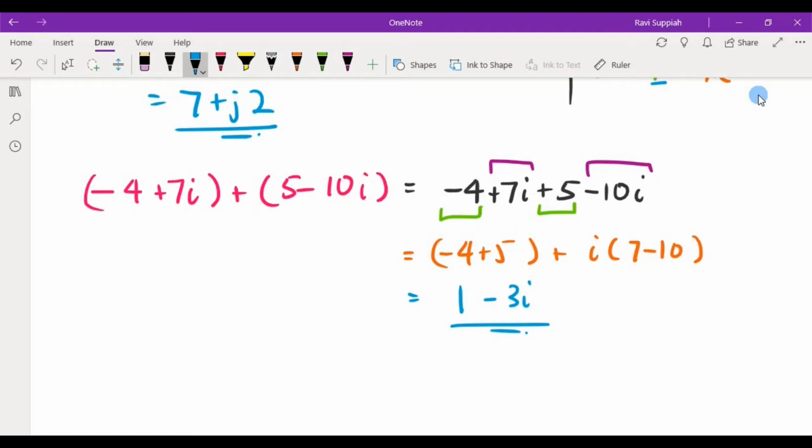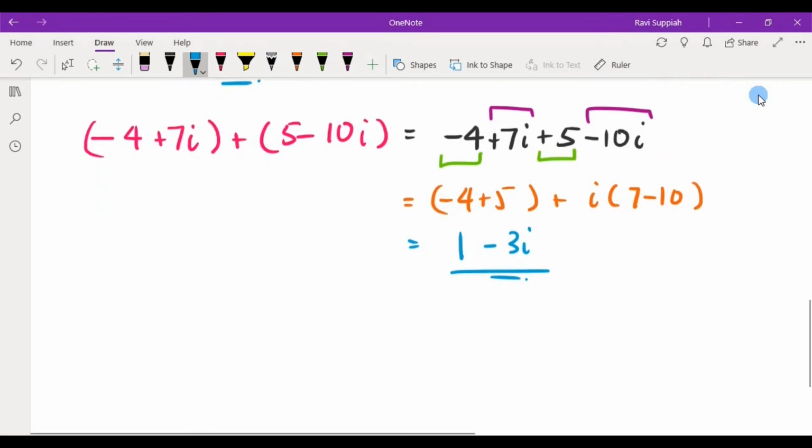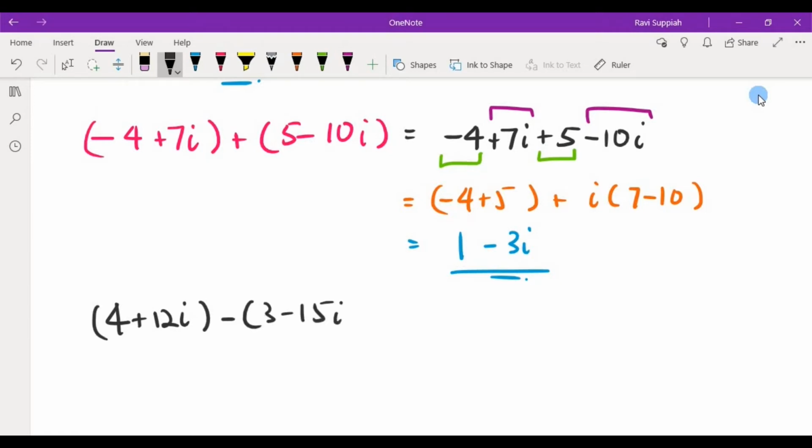When you write complex numbers, you can write the i or j before the number or after the number. Doesn't matter, both are the same. Alright, let's look at another example now. 4 plus 12i minus 3 minus 15i. In this example, you will see more clearly why I say opening up the bracket is very, very important. Because when you have a negative sign in front of a bracket, all the signs within the bracket will change once you open up the bracket.